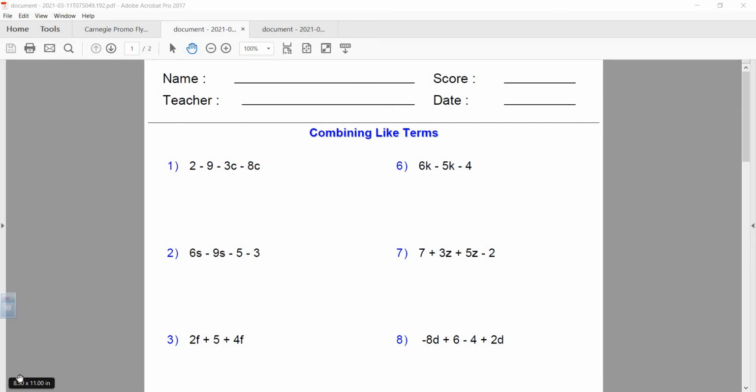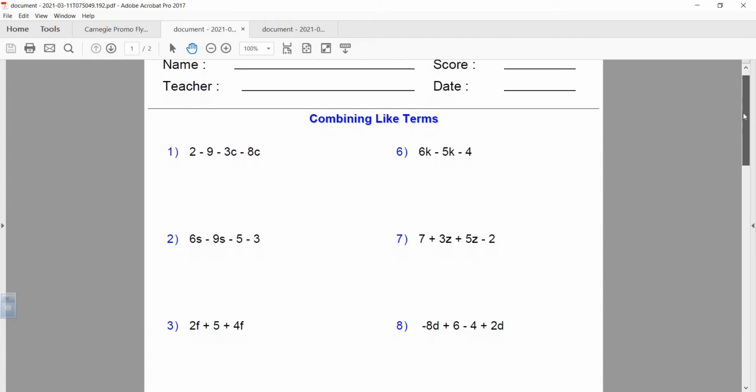Remember, like terms are terms of an expression that have the same variable or variables to the same power or powers. So these ones are going to be more simple. We're just going to have one variable in each with no exponents. So we're looking for letters that are the same, and then of course constants are always like terms.